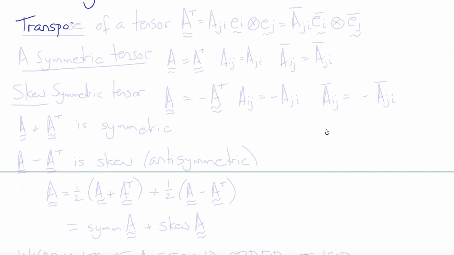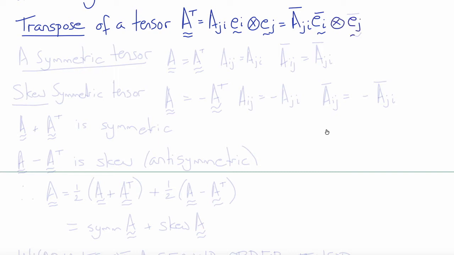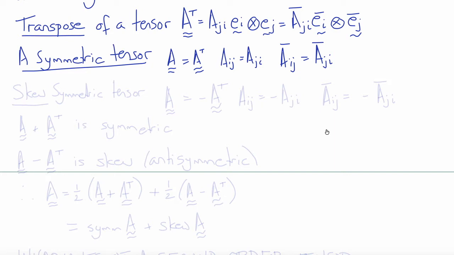So let's consider some properties of tensors that we've already seen of matrices. One of them is the transpose. In the same way that we can take the transpose of a matrix, we can define the transpose of a tensor A to be aji ei dyadic ej, or in a different frame of reference, aji bar ei bar dyadic ej bar. In other words, if you take the transpose of the matrix representing a particular tensor in one frame of reference, and you transform that to a new frame of reference, you'll get the transpose of the tensor components in that new frame of reference.